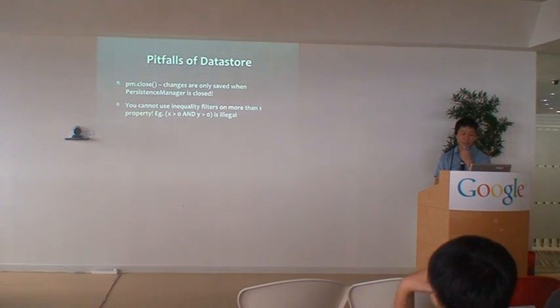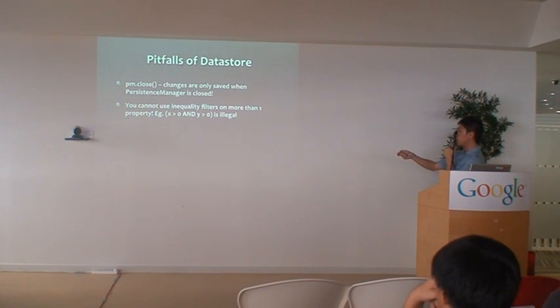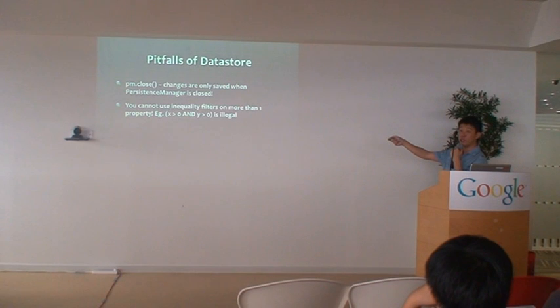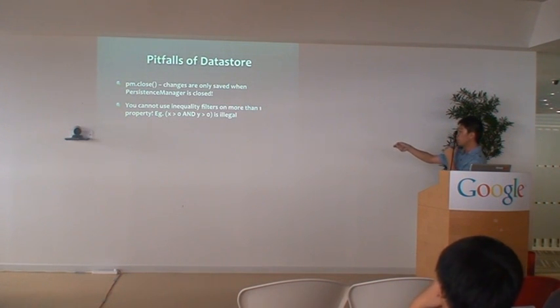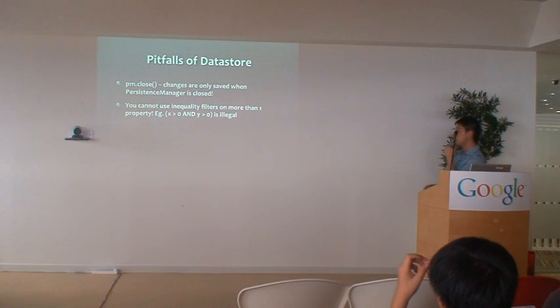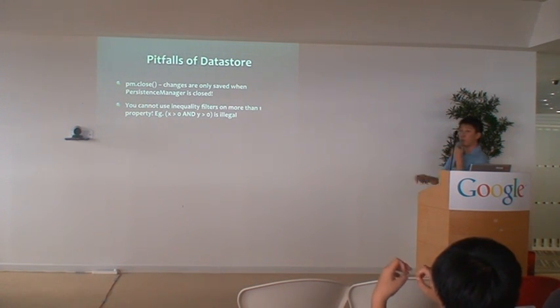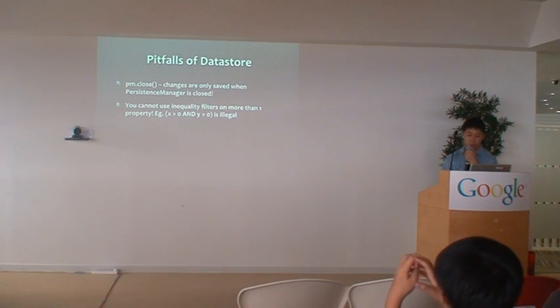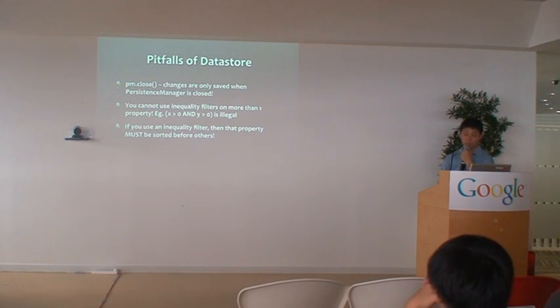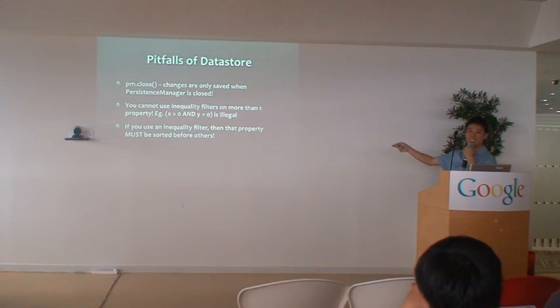Okay, this one: you cannot use inequality filters on more than one property. Let's say you have a property called X. This is in the JDO query language, JDOQL. If you write something like X more than 0 and Y more than 0, it's actually illegal because X and Y are two different properties. You can't use two different properties with inequalities. Another restriction is that if you use the inequality filter, then the query must be sorted by that property before all others. If what I said doesn't make sense, wait until you implement something like paging, then you'll understand.